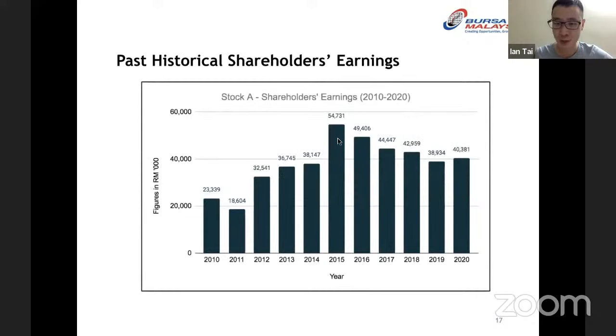As you can see, in 2015, it made 54.7 million ringgit. So are you going to value the company based on 54 or 55 million, which is the 50 to 60 million range? Or are you going to value the company based on 35 to 40 million? What say you? Type in the chat box. So a lot of you are going to say B, which is correct.